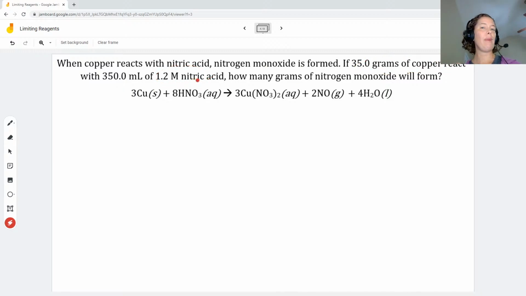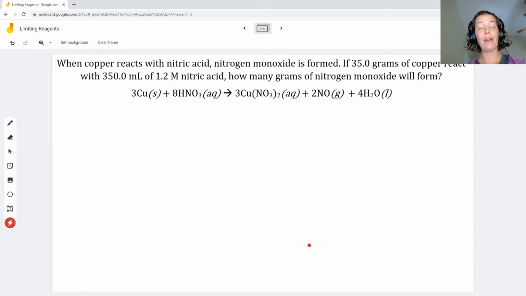So I'm given information about actually 2 compounds, but I am asked about a different one. So I'm asked about nitrogen monoxide. Now remember, for stoichiometry, it doesn't have to be reactant to product. It can be reactant to different reactant. It can be product to a different product. It can be product back to reactant. But the key thing is you're given information about one or two compounds and you're asked information about a different compound.